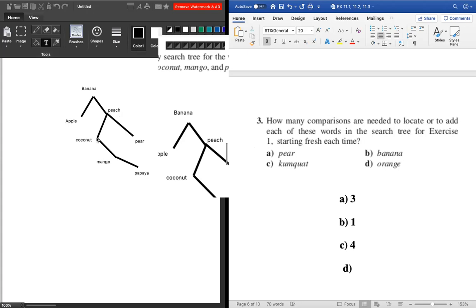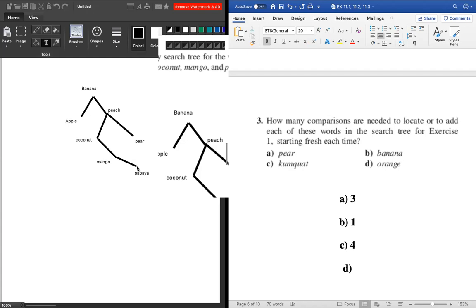So we will come down here, right? So I'll make a comparison with C. So this is my third comparison. Is coconut an orange or not? It is not. So therefore I'll come down here. Now, because mango is also not an orange, I will come down here to papaya. So this is my fifth comparison. If I take this route: 1, 2, 3, 4, 5.